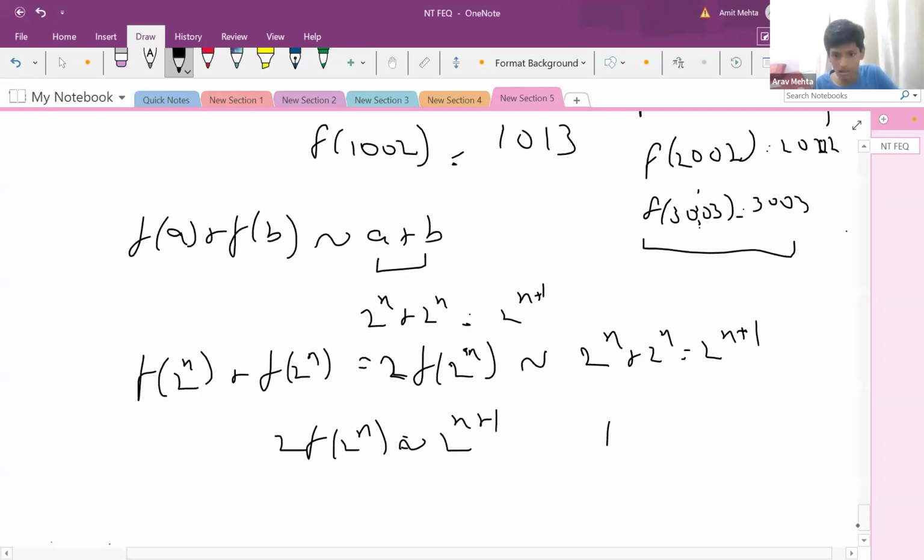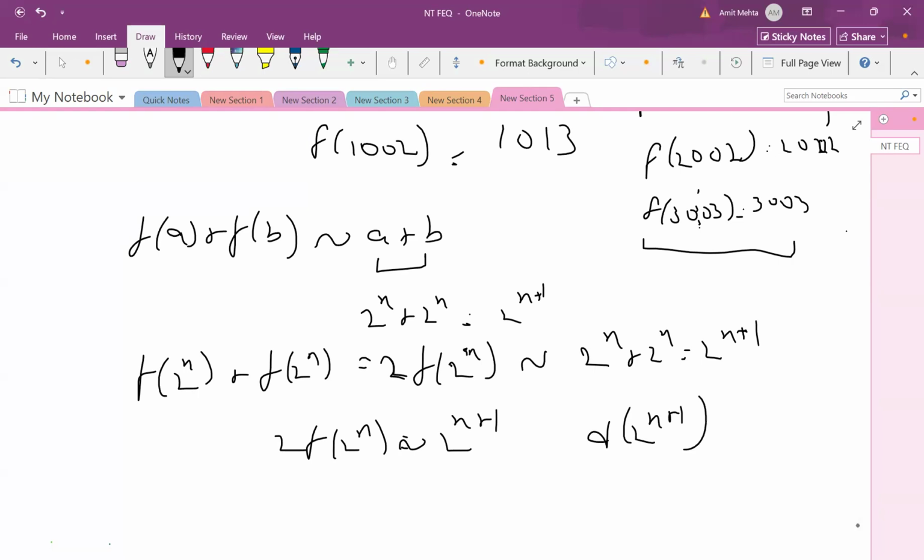Now, what is the number of divisors of 2 raised to n plus 1? Assuming a and b to be n. So if we assume n to be, I guess, odd, then we can just say that n equals p minus 2 is quite nice. To be even, we can just say that f of 2 to the n is some 2 into perfect square.